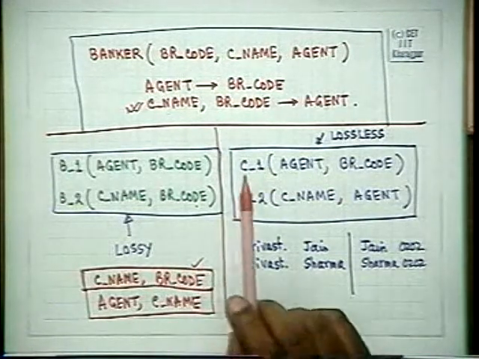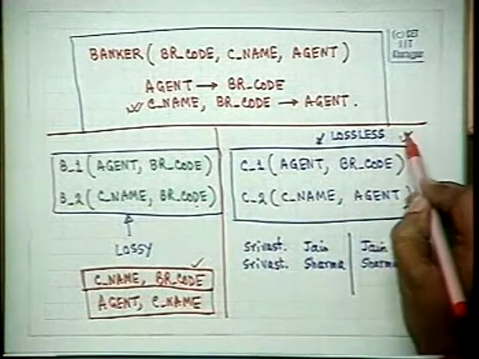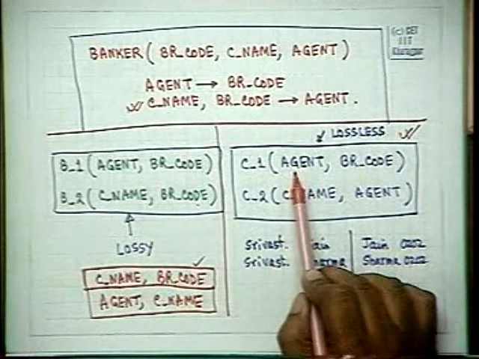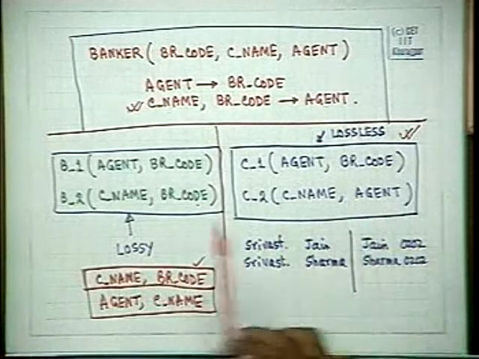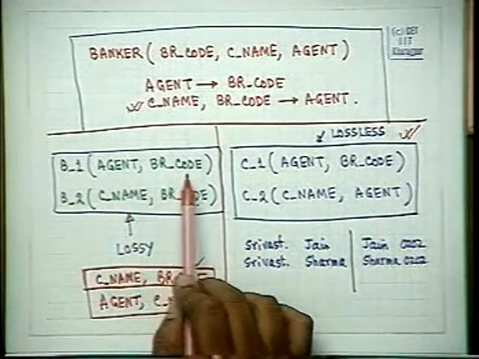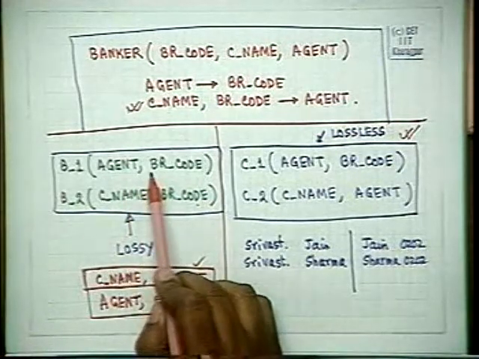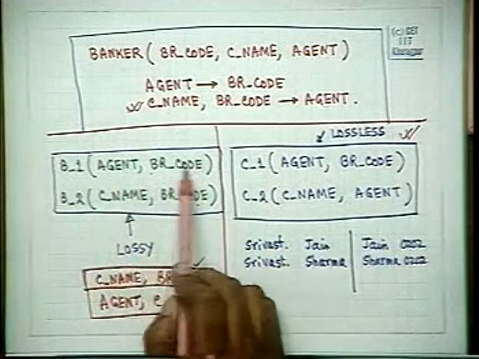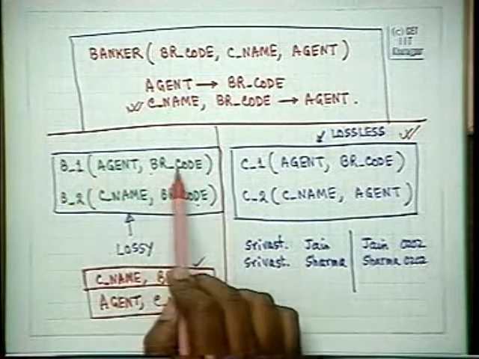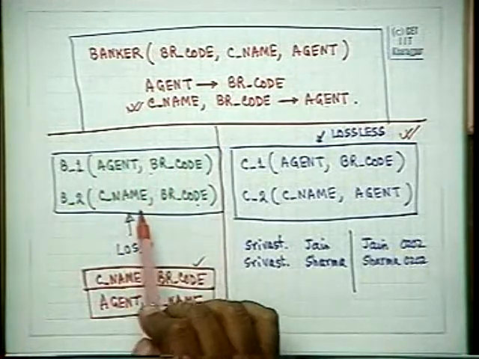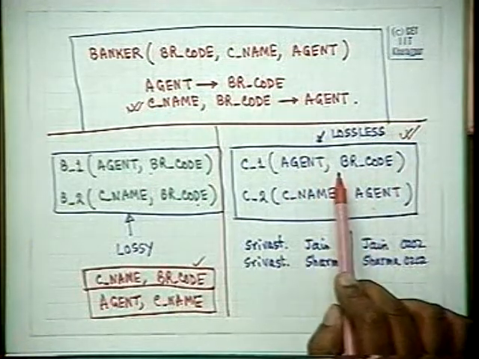So, in order to convert it into Boyce-Codd normal form, we saw that this one is a lossless join decomposition. We broke it up into agent and branch code, and customer name and agent. Whereas this decomposition with agent and branch code, and customer name and branch code is not a lossless join, because branch code is not a key in B1. Though it is the common attribute of the natural join, it is not a key in B1. Therefore, this join may become lossy. Whereas here branch code is a key, and therefore this join will become lossless.